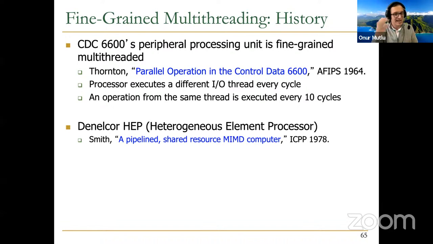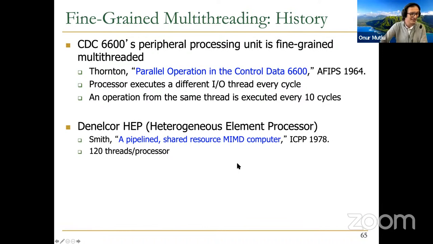And you would have 10 threads getting into the pipeline so that they could overlap the memory latency in this case. Later, it was more generalized. So this processor, for example, the Heterogeneous Element Processor, had 120 threads per processor. That's a lot, as you can imagine. But this is nothing compared to what we have in GPUs today.